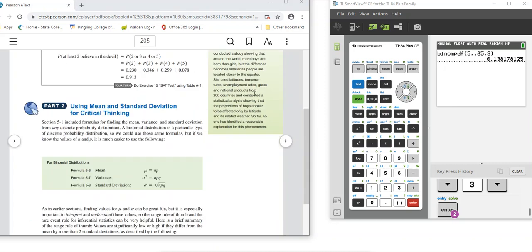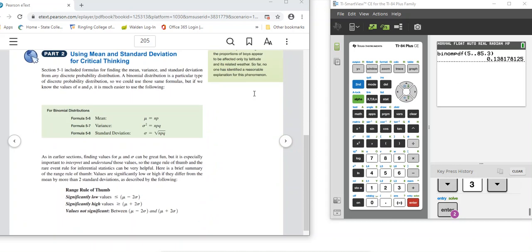Now, every discrete distribution has its own formulas. You have the one general set of formulas for mean and standard deviation. But the book here is showing, right here, the mean for the binomial distribution is mu equals n times p, and the standard deviation is the square root of n times p times q.